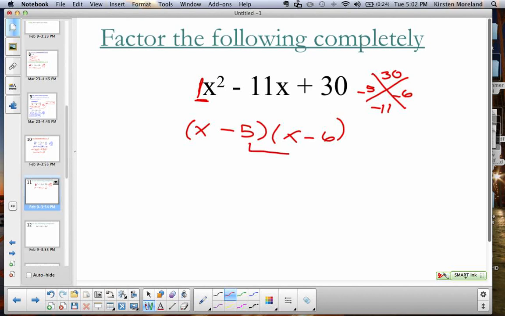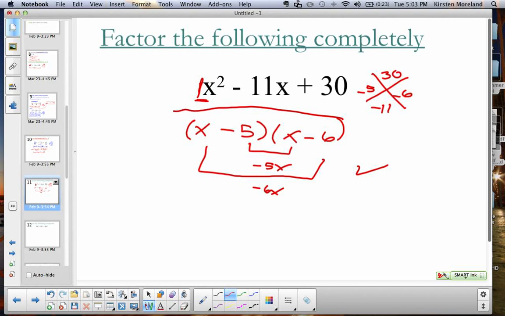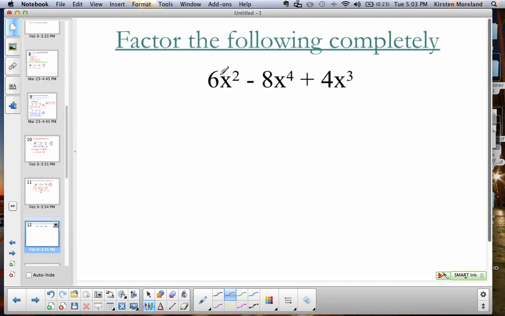Multiply to 30, and you can just double check here. You get negative 5x, negative 6x. That adds to negative 11, so I've done my factoring correctly. That's probably one of the shorter problems you're going to have to do. All right, so then I look at this one and I see 6x², an x to the 4th, and an x to the 3rd.